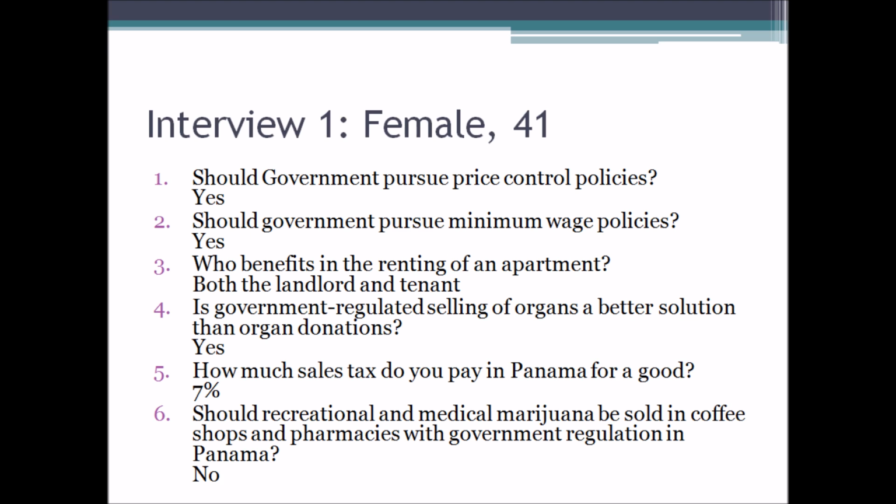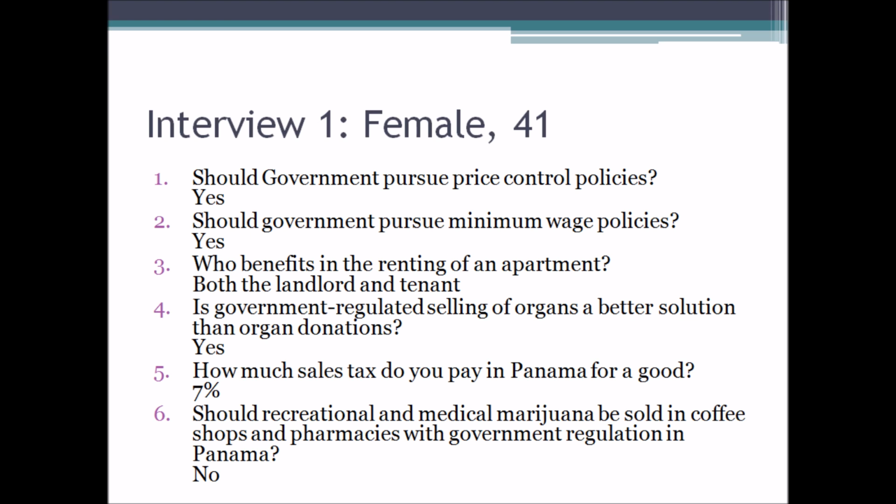When a person rents an apartment, who benefits from the transaction? The tenant, the landlord, or both? I feel both benefit in a sense that the landlord makes money for their investment when they bought the apartment, and the person living in it, they have a place to stay. For people waiting for organ transplants, do you think selling organs in a government-regulated environment would be a better solution than organ donation? I think donating is better than selling, as some people might not be able to afford it.